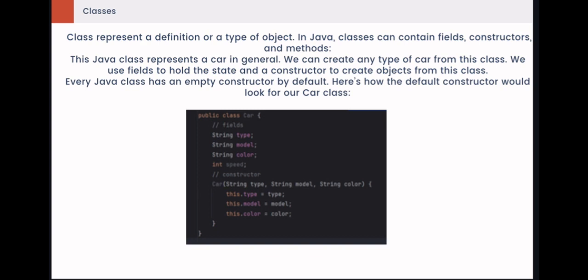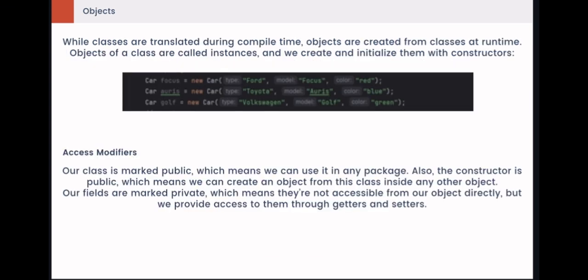While classes are translated during compile time, objects are created from classes at runtime. Objects of a class are called instances, and we initialize them with constructors. Our class is marked public, which means we can use it in any package. Also, the constructor is public, which means we can create an object from this class inside any other object. Our fields are marked private, which means they are not accessible from our object directly, but we provide access to them through getters and setters.